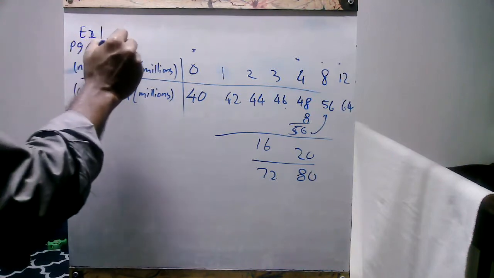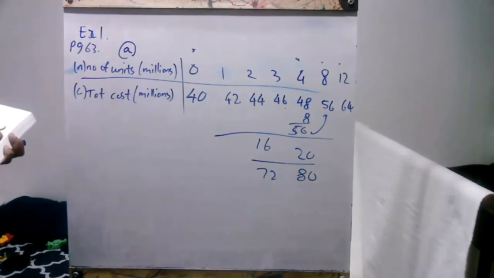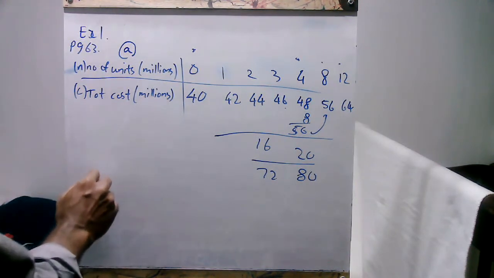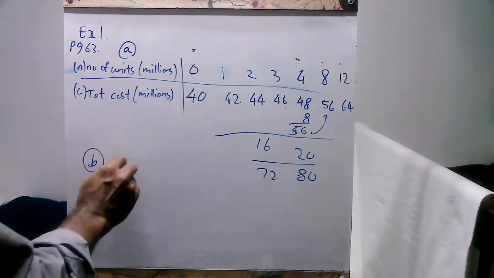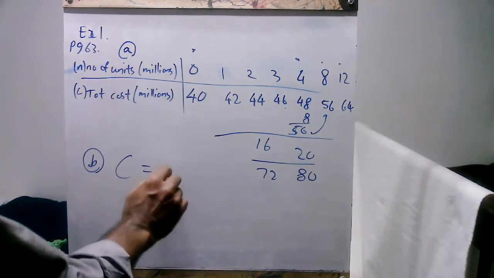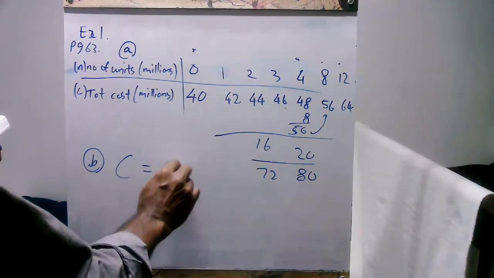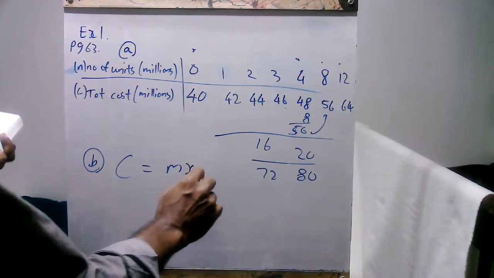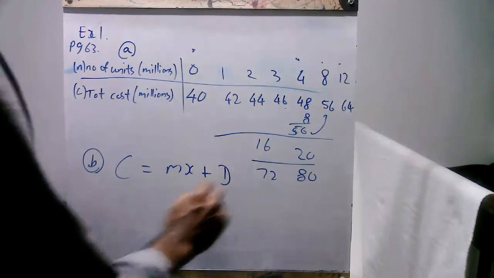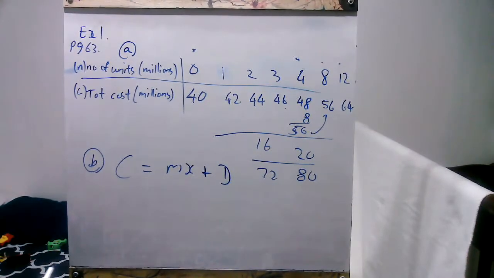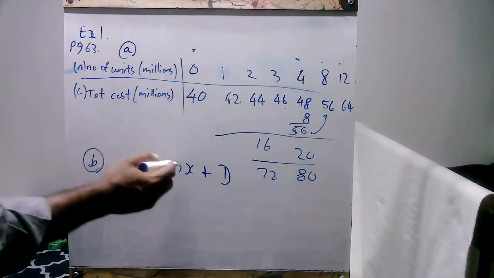That means this is part A. Part B, find a formula that expresses C in terms of N. What's the cost formula? Cost formula is M times X plus D. M is what?